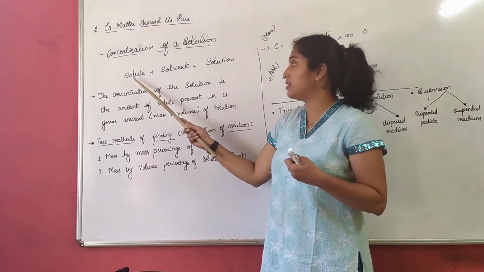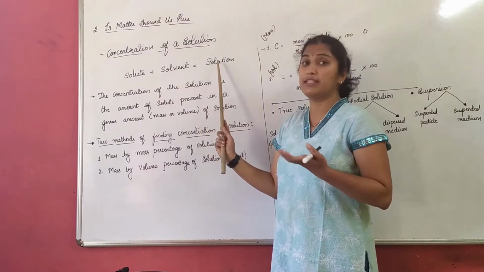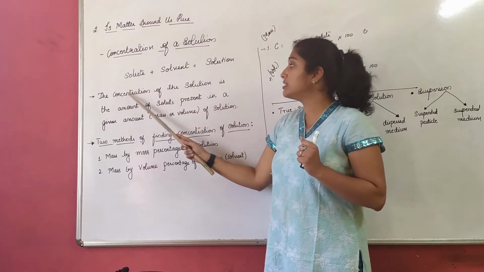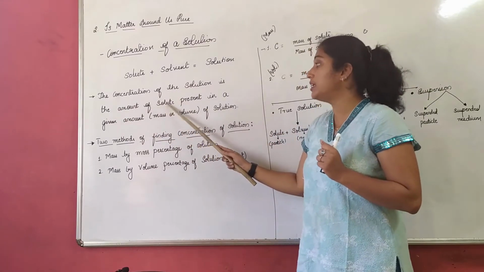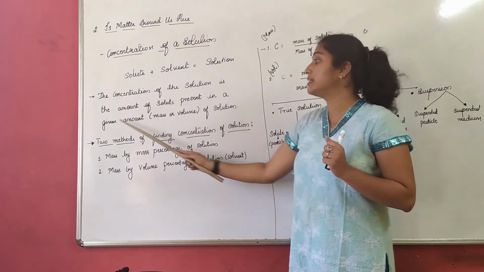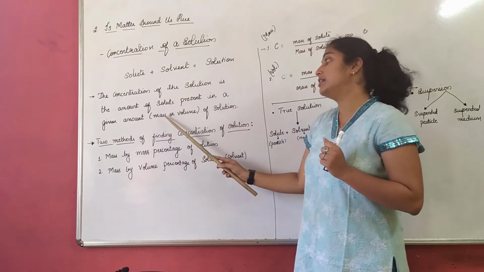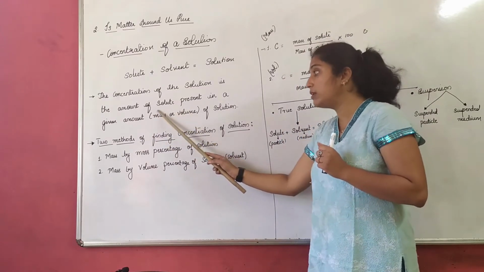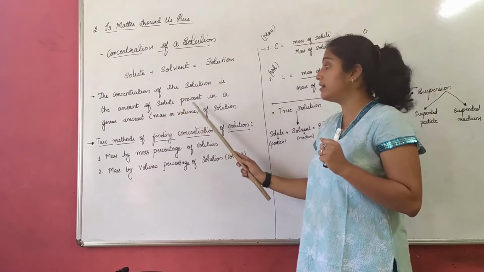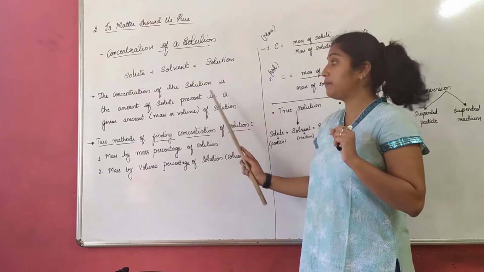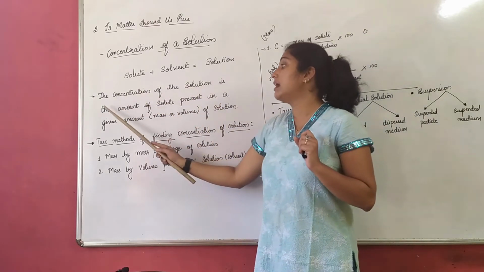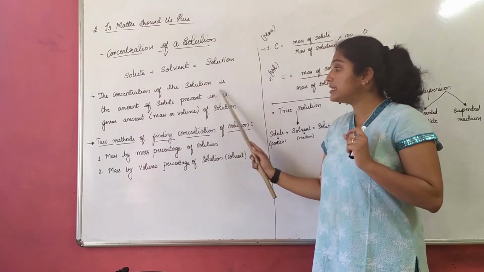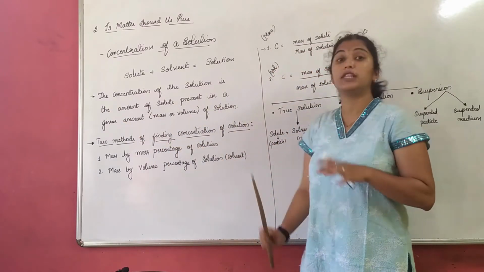Now, basically, we know that solute plus solvent will give us solution. The concentration of the solution is the amount of solute present in a given amount, in terms of mass or volume, of a solution. We'll discuss mass and volume later. I repeat, the concentration of the solution is the amount of solute present in a given amount of solution.